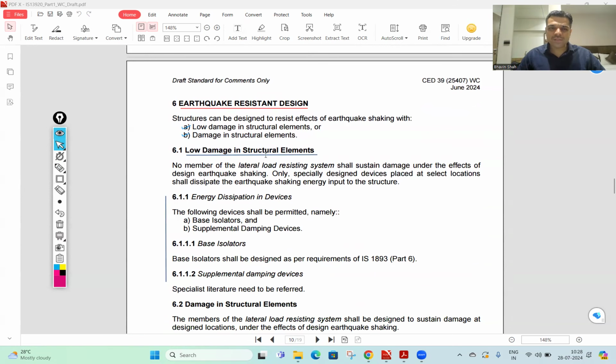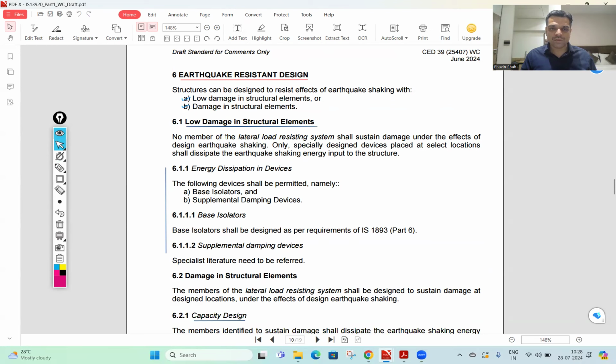Earthquake resistant design. So okay, for that, the structure can be designed to resist effects of earthquake shaking with low damage in the structural elements, or let's say damage in the structural elements. So there are two concepts. Now, no member of the lateral load resisting system shall sustain damage under the effects of design earthquake shaking. So first of all, what is low damage in the structural elements?